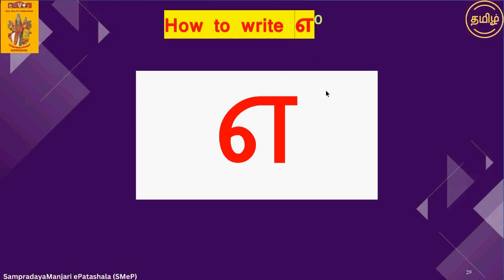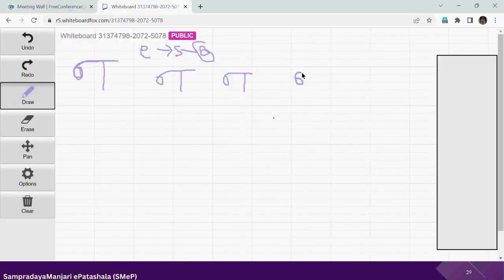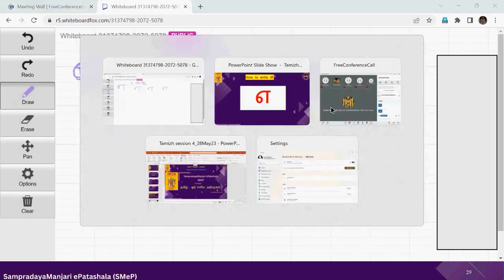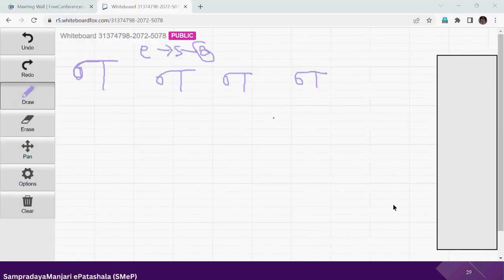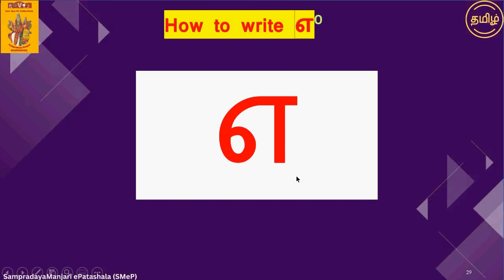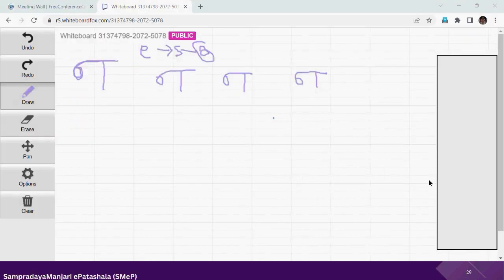No, okay, you want to write, I'll write or not. Yeah, you write this letter, write the entire PPT, that will be shared in the group. Okay, just write this letter alone. Yeah, done. Okay, so we'll go to the next letter.